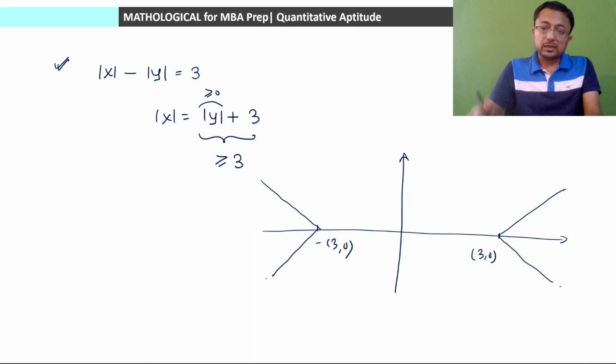If you need to draw the equation of this line, what will be the equation? In the first quadrant, both x and y are positive. So this equation will be x equal to y plus 3. Okay. Or y is equal to x minus 3, whichever way you look at it. Clear? Similarly, you can write the equations for other quadrants as well. Is this much clear?